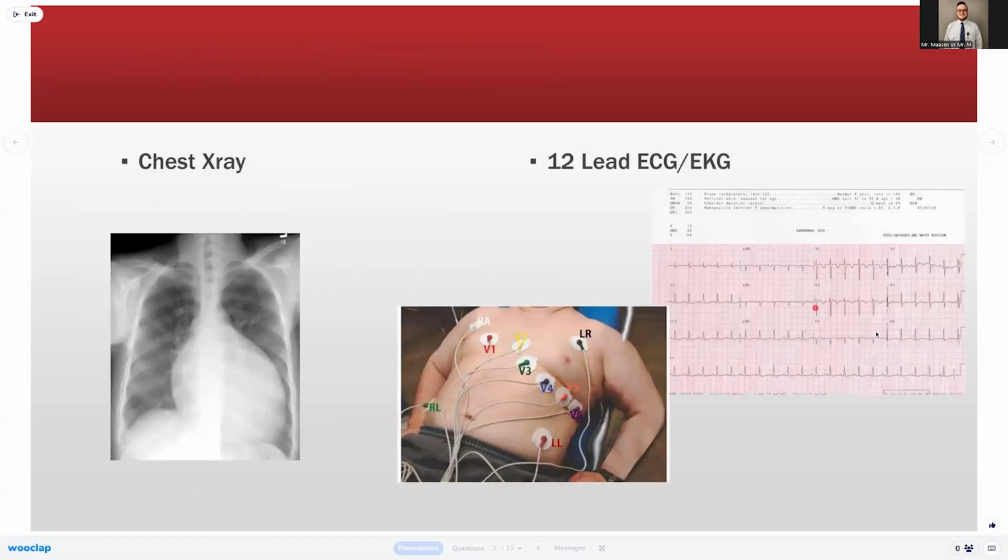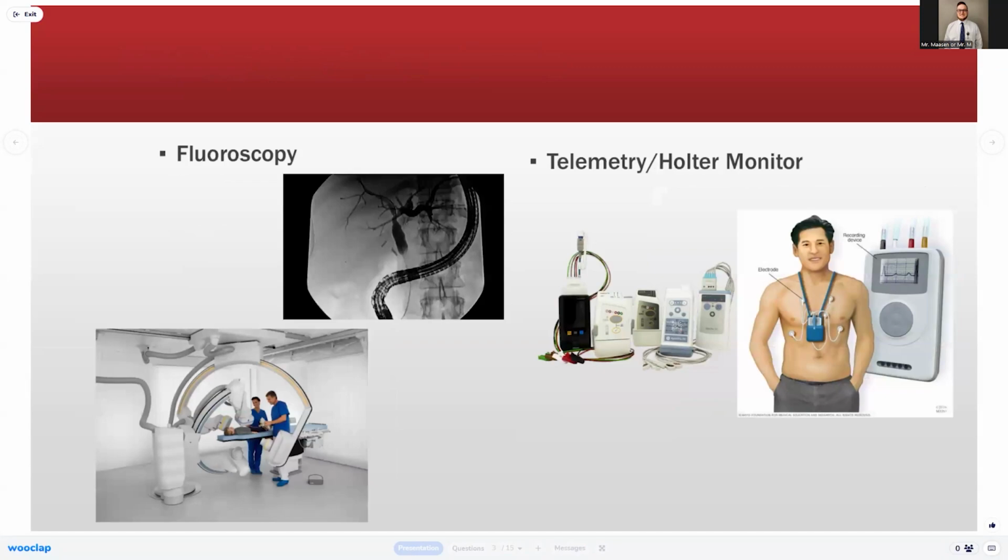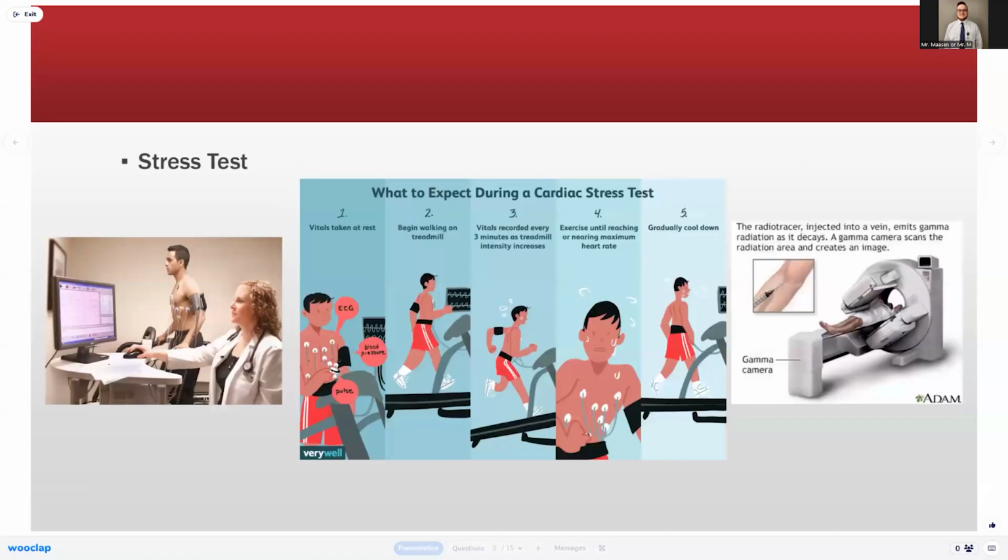And this is a 12-lead EKG. Chest x-ray, again, shows the size of the heart. This is a large heart in a patient. This is showing a Holter monitor. Fluoroscopy is a scope with dye.